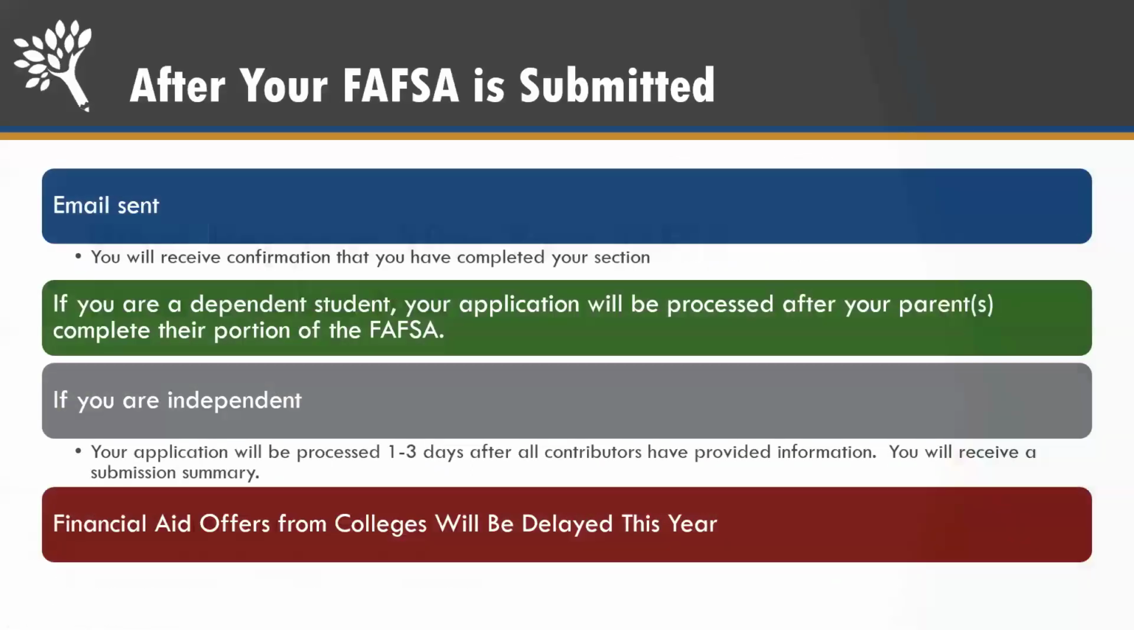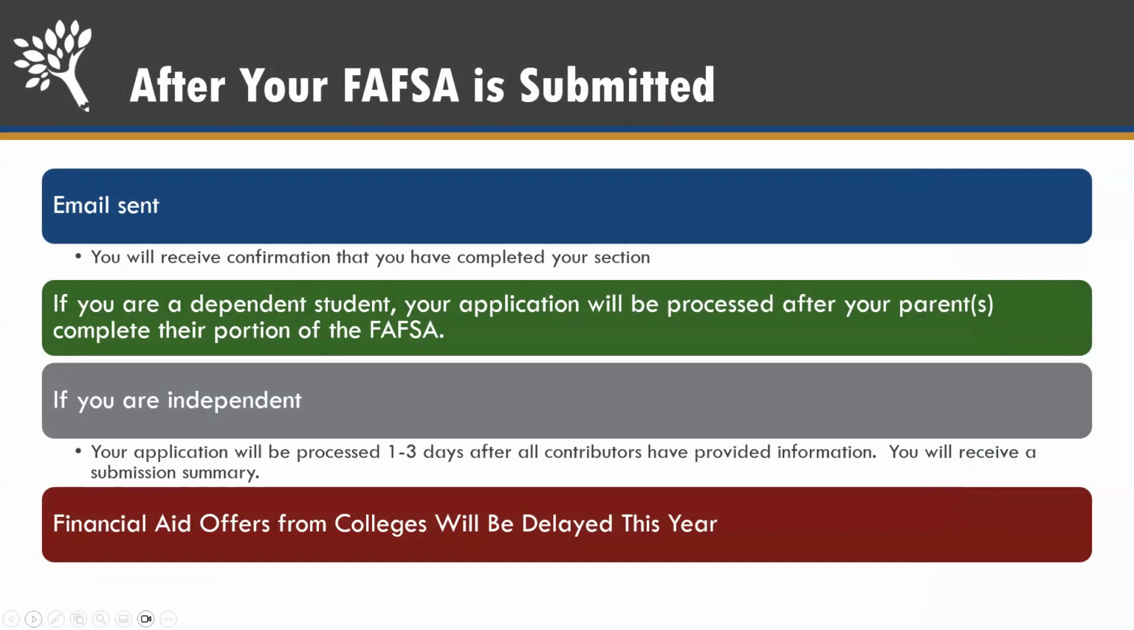After your form's submitted, you're going to get that email that's the confirmation that you've completed your section. Again, if you're a dependent student, it's going to say, we're not processing your application until your parents provide information. If you're independent, you're going to get the summary as well as your student summary for submission, and you can make your corrections after 1 to 3 days.